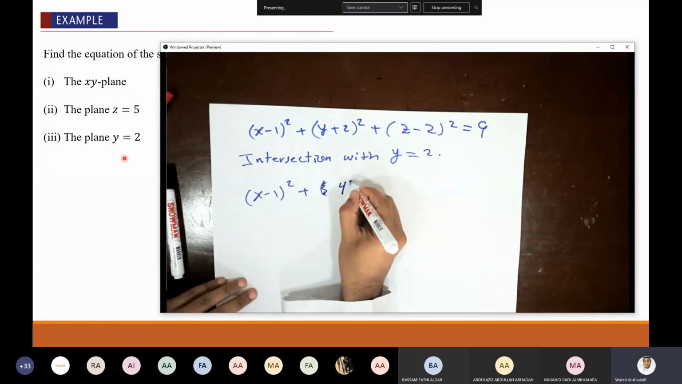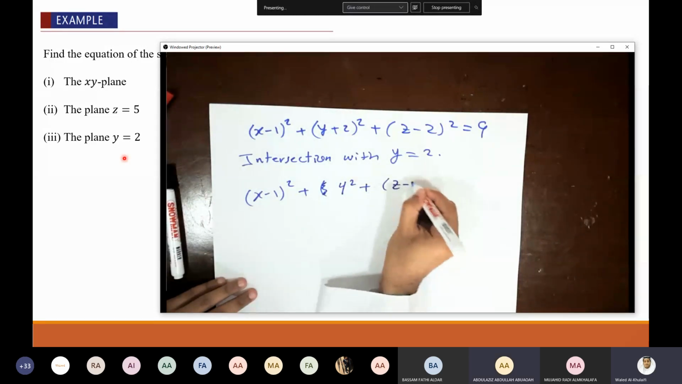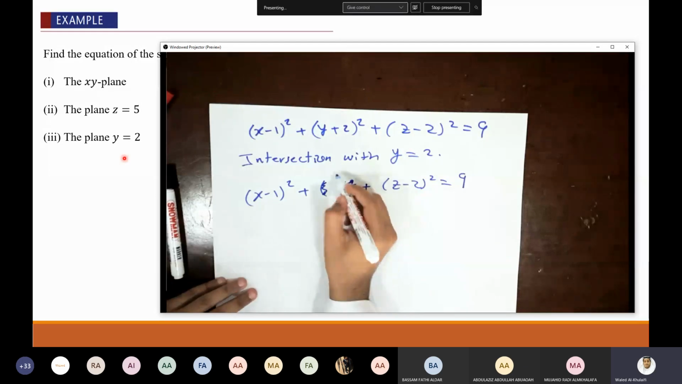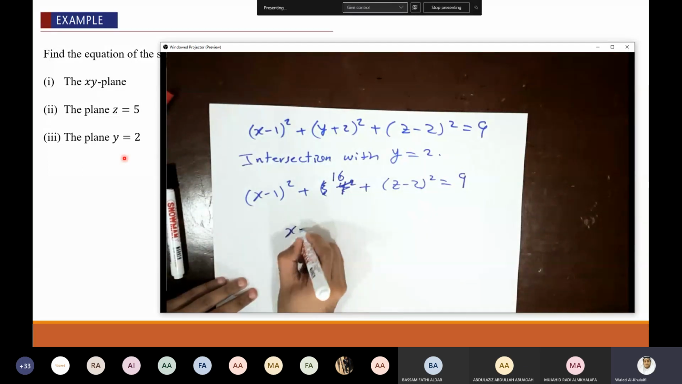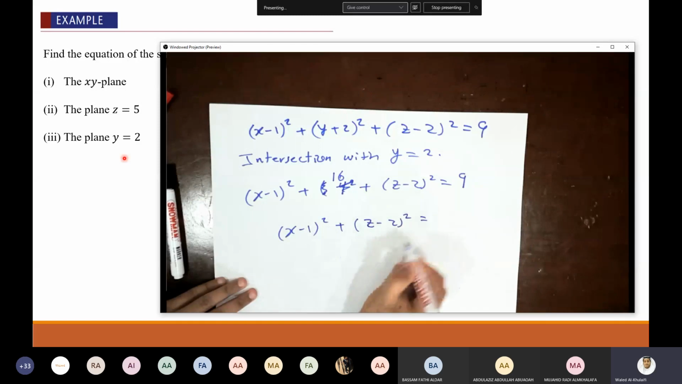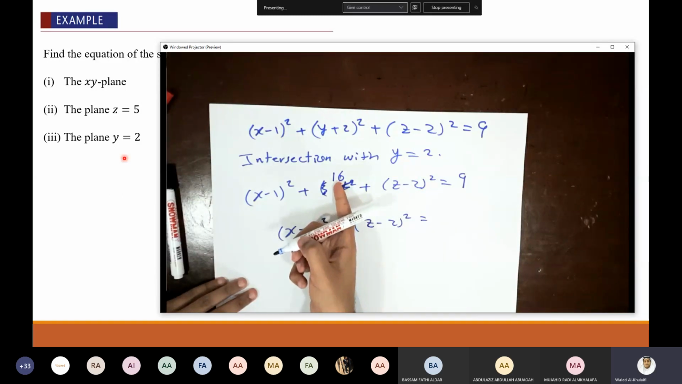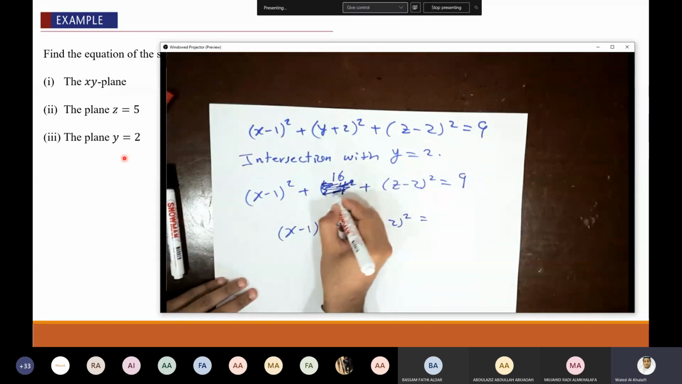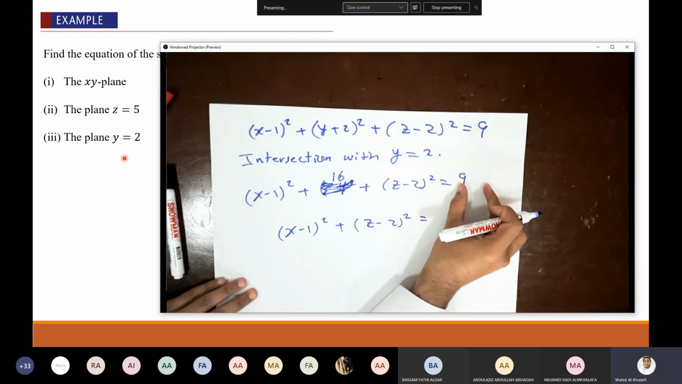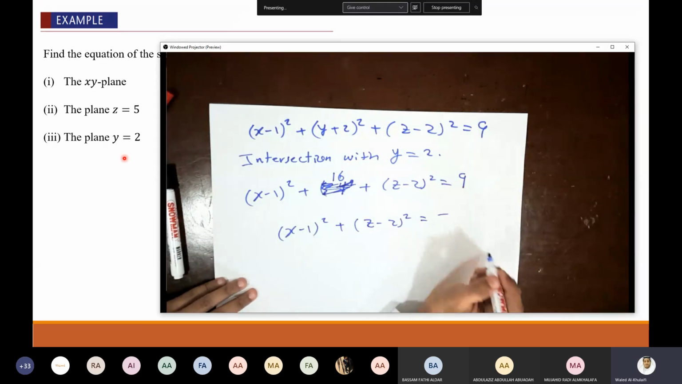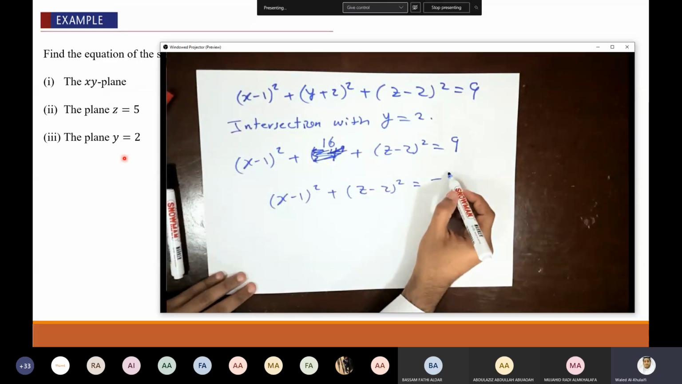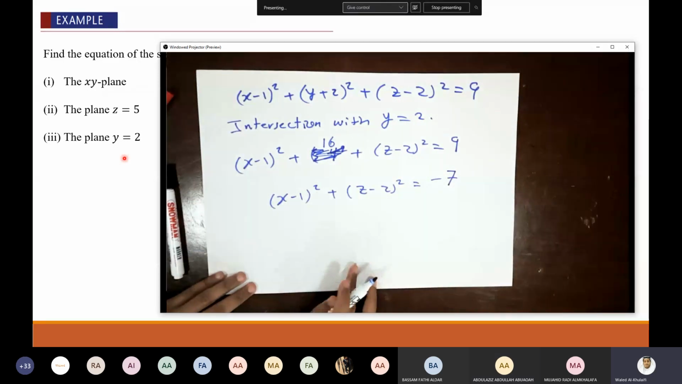Here you will have 16, which is equal to 16. We can replace it by 16. So you have x minus 1 squared plus z minus 2 squared equals. Now keep in mind, guys, when I move 16 to the other side it will be negative 16, right? Negative 16 and 9, so I have negative 7.